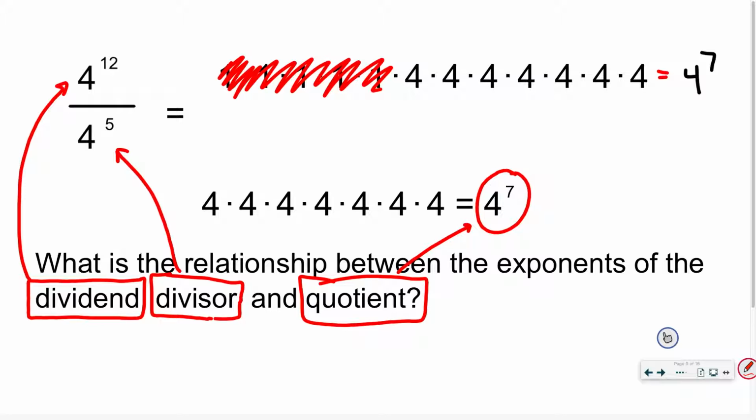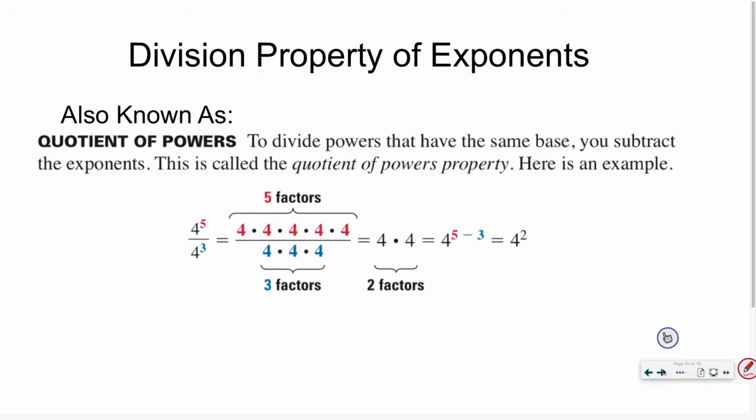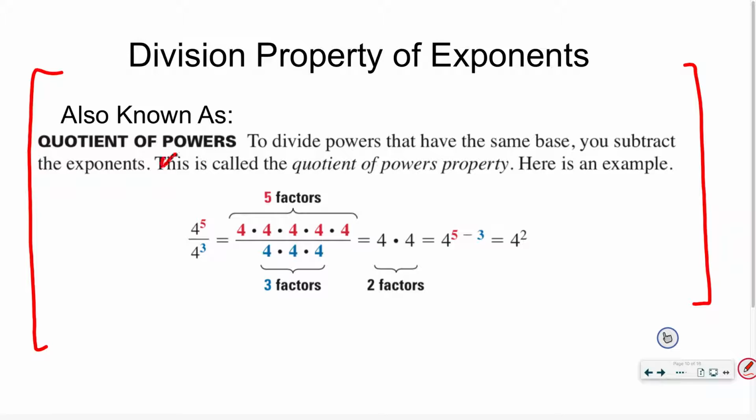So what is the relationship between the exponent of the dividend, the exponent of the divisor, and the exponent of our quotient? How did we get it? If I have an exponent that I'm dividing with the same base, what can I do with the exponent? I can subtract. The division property of exponents looks like this. So write this definition down so that you have this property written. Another way you may see this is the quotient of powers. To divide powers that have the same base, you subtract the exponents.